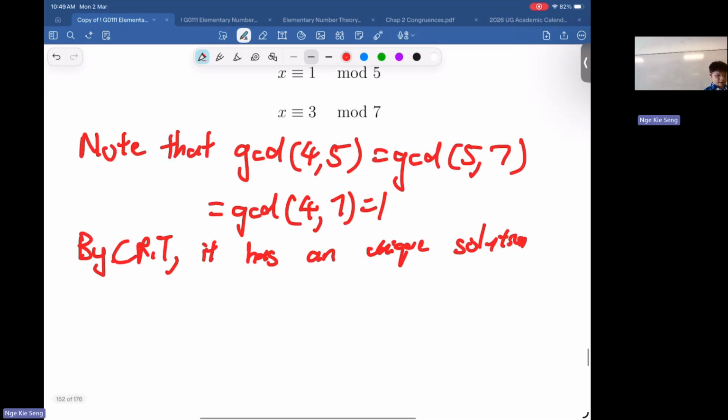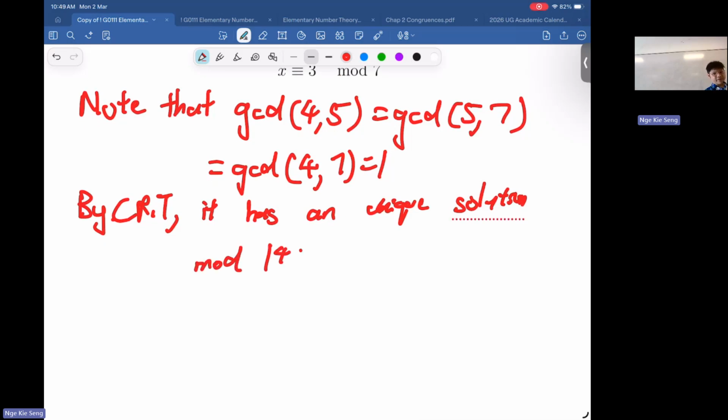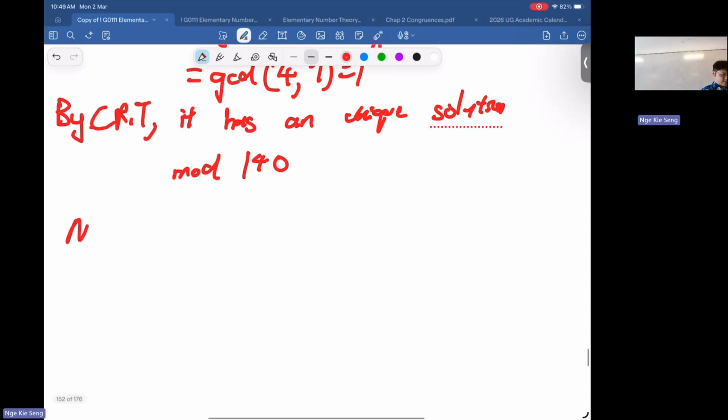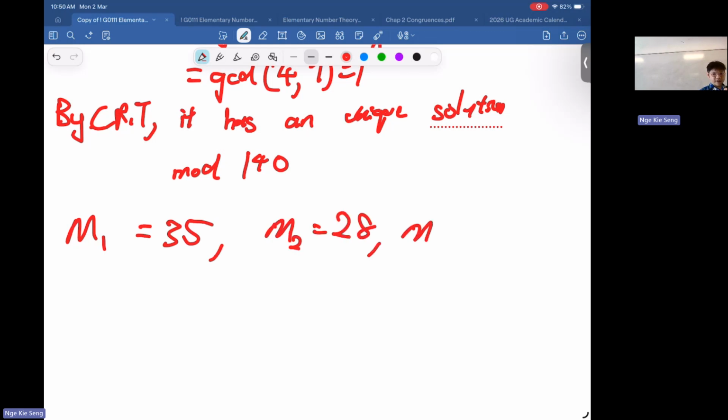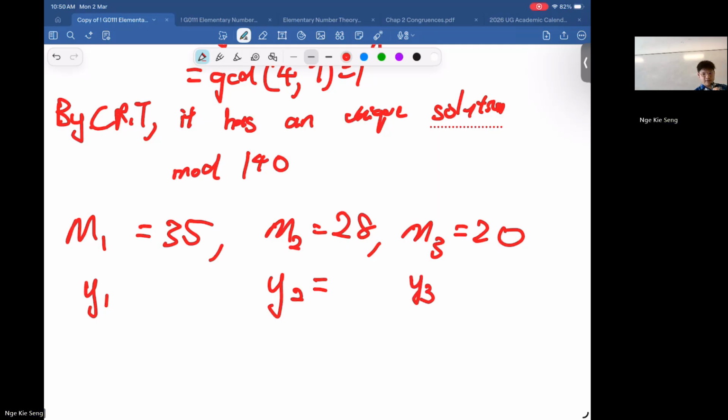Mod 140. Basically, the previous calculation is the same, right? M1, M2, M3 in this case. Is it the same? Yes, exactly the same. So first step, you find capital M1, capital M2, capital M3. Then again, you find the inverses mod little mi. And then 3, 2, 6.